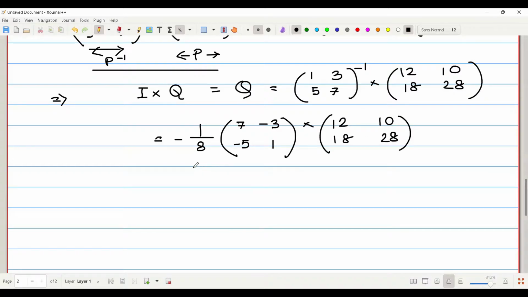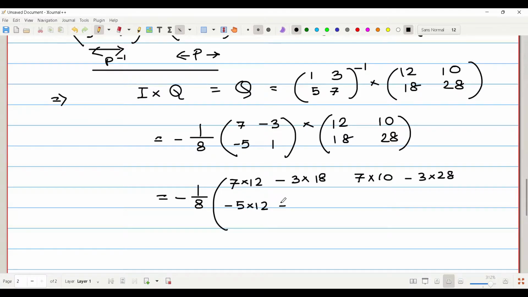That means that is from our problem 1. So just the Q means the multiplication of both the matrices with minus 1 by 8. So minus 1 by 8, and then 7 into 12 minus 3 into 18, then 7 into 10 minus 3 into 28, then minus 5 into 12 plus 1 into 18, and minus 5 into 10 plus 1 into 28.